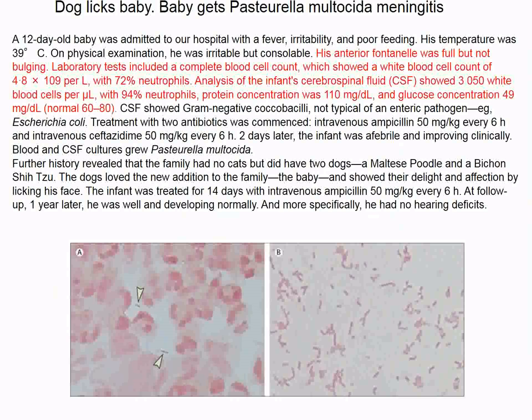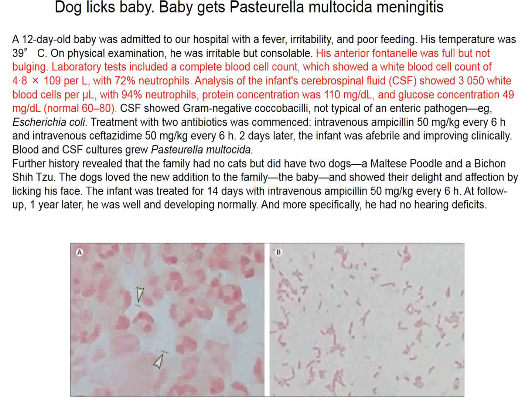So the last report is this one. Dog licks baby. Baby gets Pasteurella multocida meningitis. And the case report involves a 12-day-old baby that's admitted to the hospital with fever, irritability, and poor feeding. And whether or not the fontanelles are bulging is irrelevant. If you can't figure out any reason for why this is happening, a lumbar puncture is probably indicated. At least that's what I was taught.